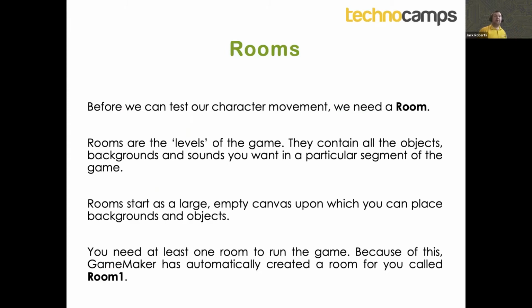So you might have a room for the main menu. You might have a room for a character's house. You might have a different room for the enemy's lair, that kind of stuff. A room contains all the objects, the backgrounds, the sounds that you want in a particular segment of the game. They start as a large empty canvas, and you can place these backgrounds and objects in that room. You need at least one room to actually run the game, and because of that, GameMaker has automatically created one for you called Room 1. So let's go and find Room 1.